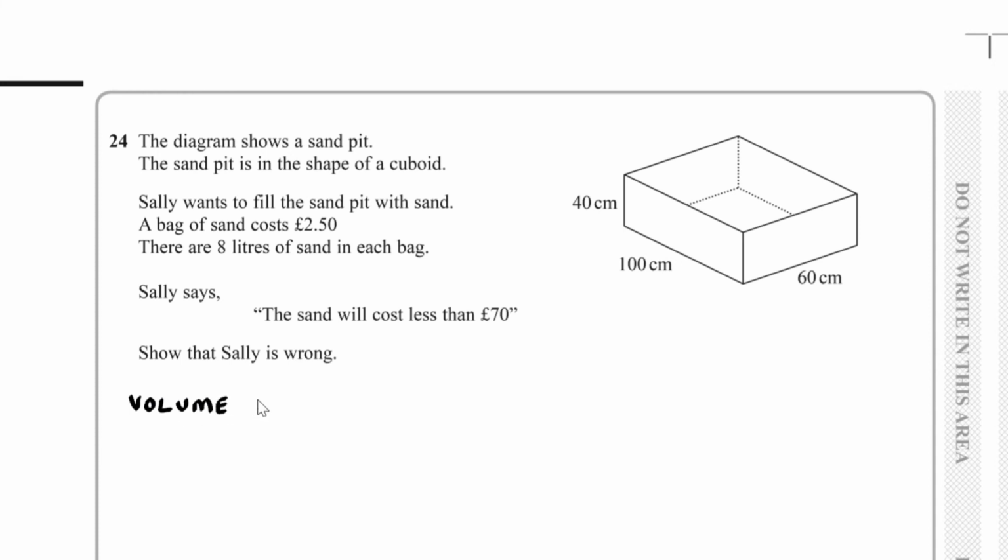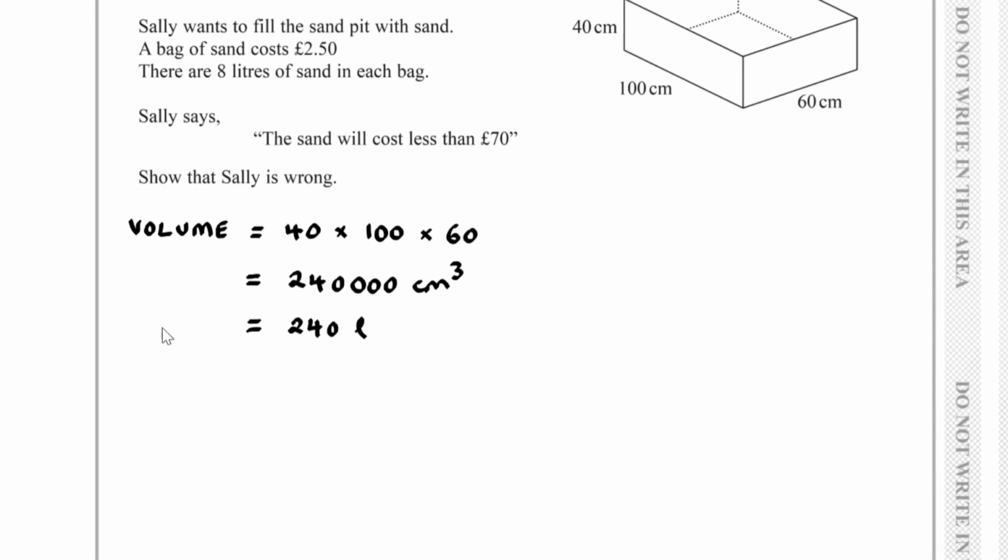The volume is equal to 40 times 100 times 60, which is 240,000 centimeters cubed, and dividing this by 1,000, we get 240 litres. Now we know that there's 8 litres of sand in each bag, so what we can do is find out how many bags we need. 240 divided by 8 is equal to 30, so we require 30 bags.